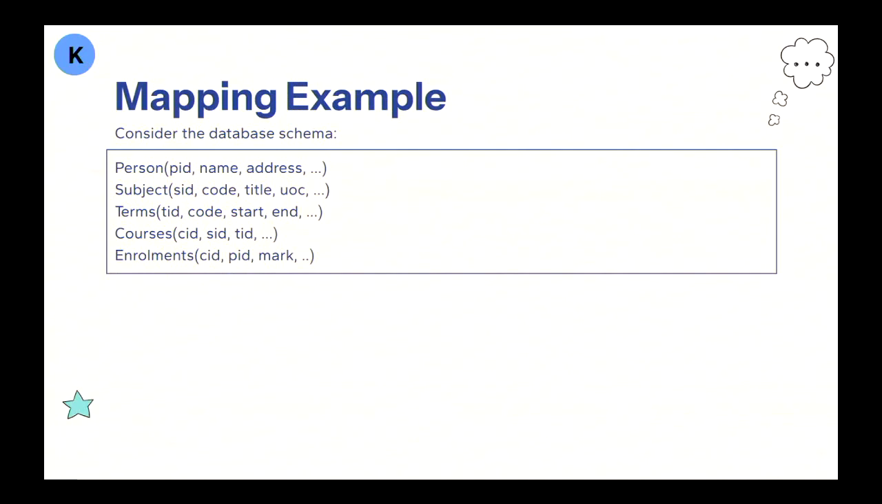So let's have a look at an example of mapping here. For this database schema, we have five tables. We have person, we have subjects. The person refers to students. We have students, we have subjects, we have terms, we have courses, and we have enrollments. And how can we get the subjects with more than 100 students enrolled? So for SQL, what can we do here?